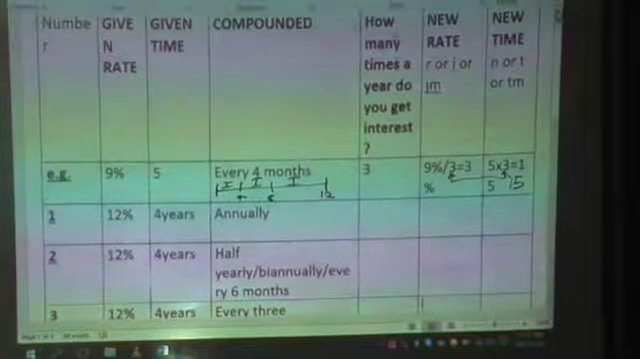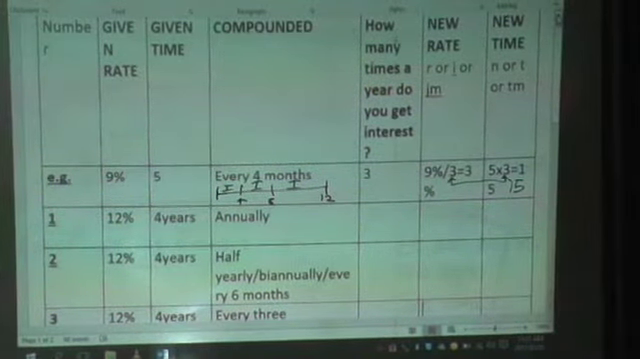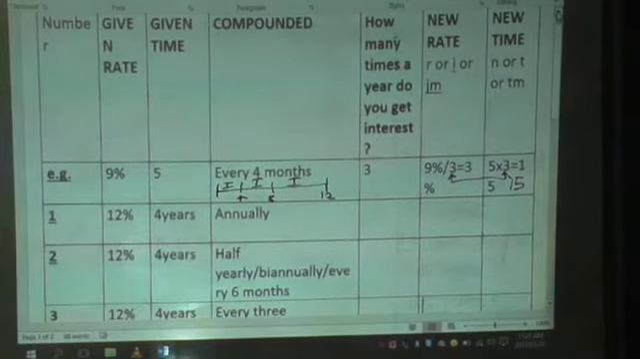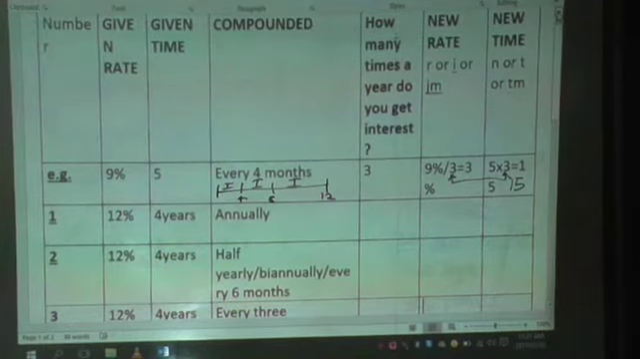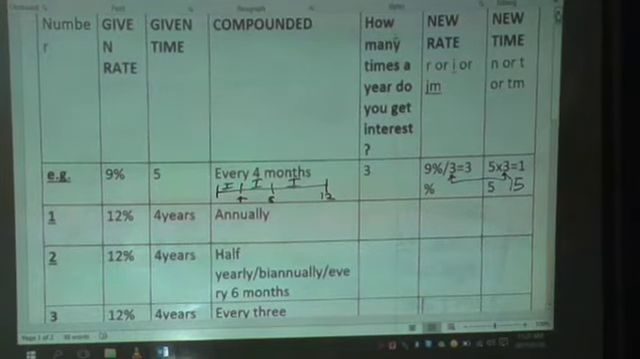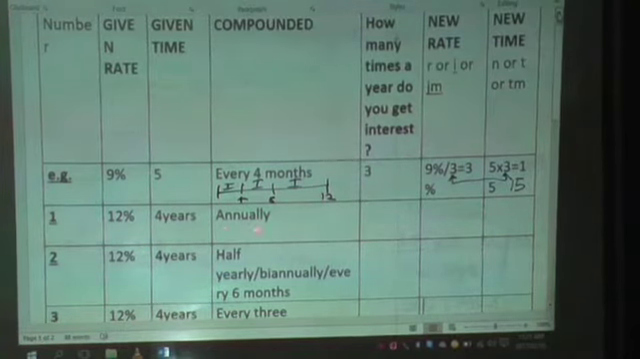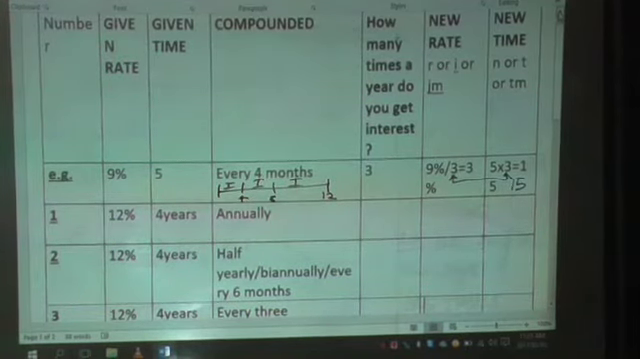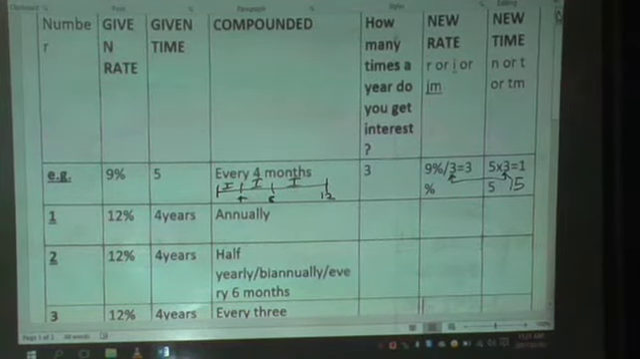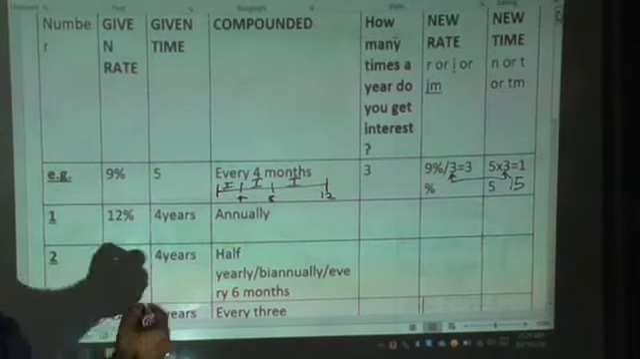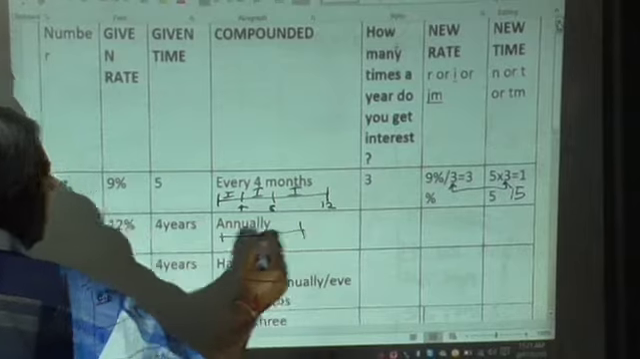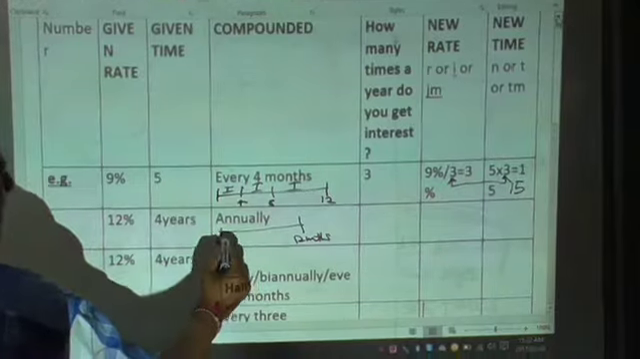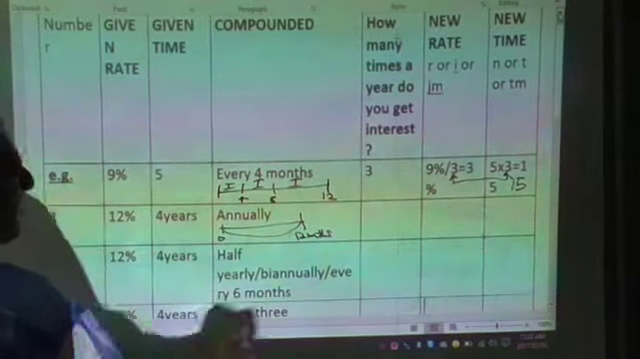Alright, now I want you to think carefully in your mind and do example 1. We're not going to stop the DVD, we're just going to give you a few seconds to think. The interest rate is 12%. The time is 4 years. And interest is compounded annually. So how many times a year will you get interest? Right, good. You've been thinking, and I hope you have the right answer in your head. Annually means you get interest only 1 time. So it's 1.